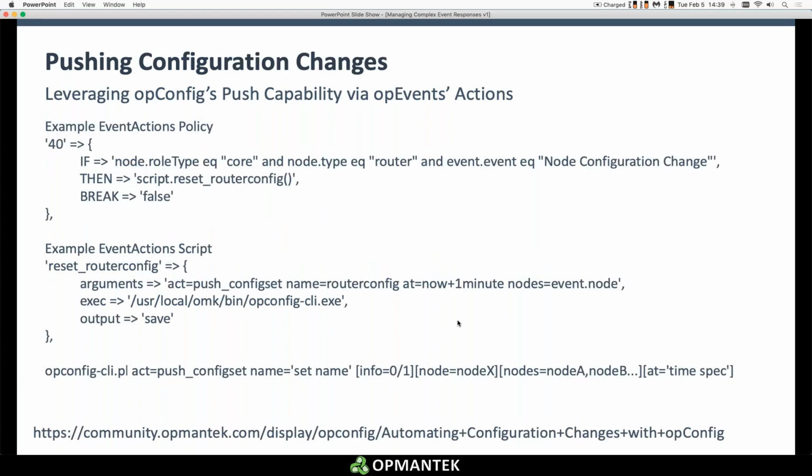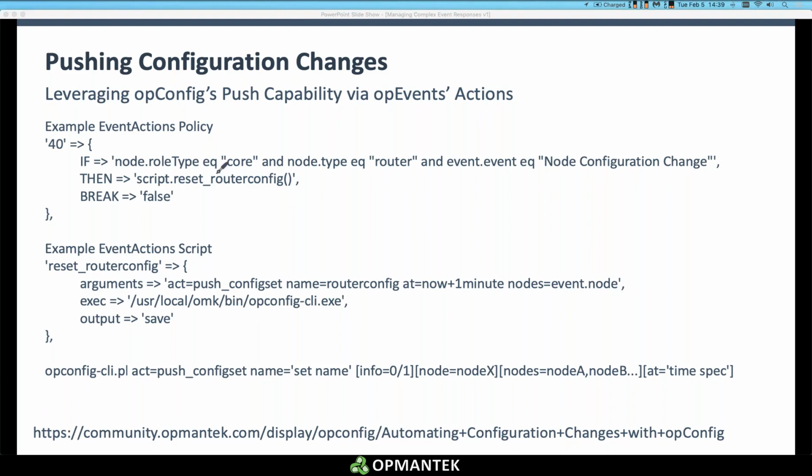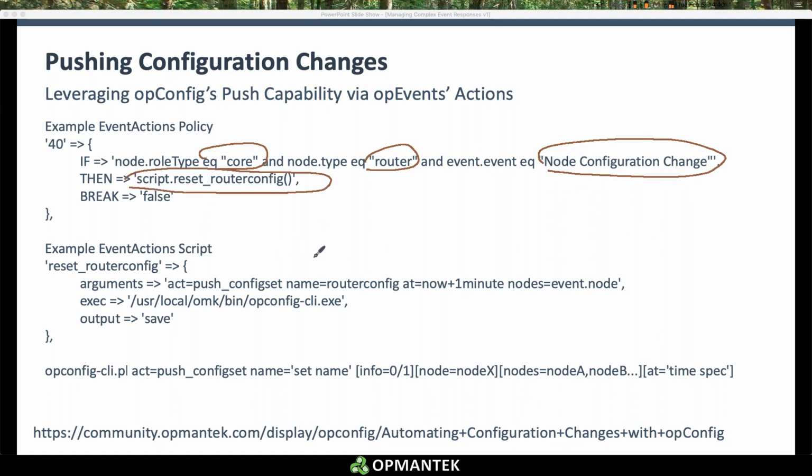You can also push event configurations to devices. This page actually shows an example at the top of an event action policy where we are comparing a specific node. So if my node is marked as a core device, if it's a router, and if the event was node configuration change, so if the event was created by opConfig because there's been a configuration change, we can actually run a script to reset the router configuration. And then that script is down here where we're actually calling the opEvents CLI, and we're telling it to push a config set. We're giving it the name of the config set, and we're giving it the device to push that configuration out to.